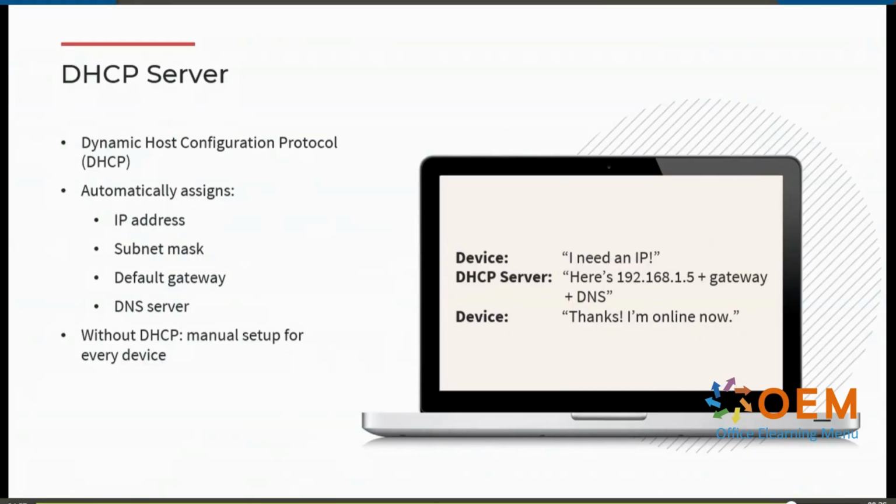Here's how it works. Your device asks, "Can I get an IP?" The DHCP server responds with an available IP and settings. Your device accepts and joins the network. Most home routers have a built-in DHCP server, making network setup quick and easy, even with many devices connecting and disconnecting.